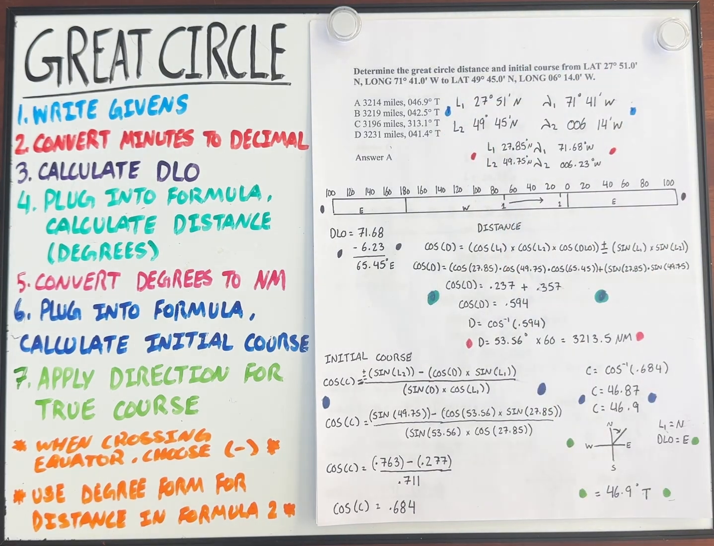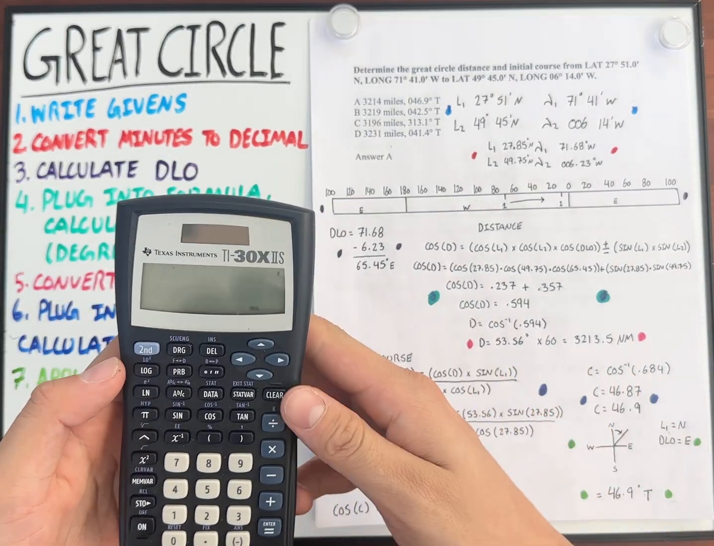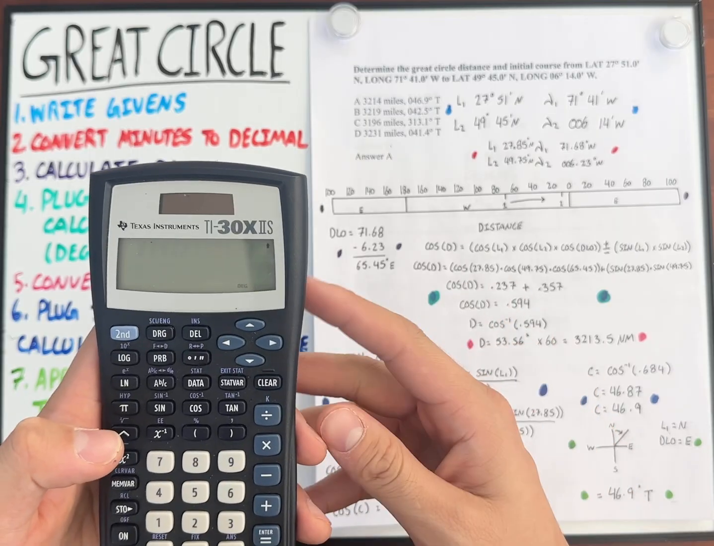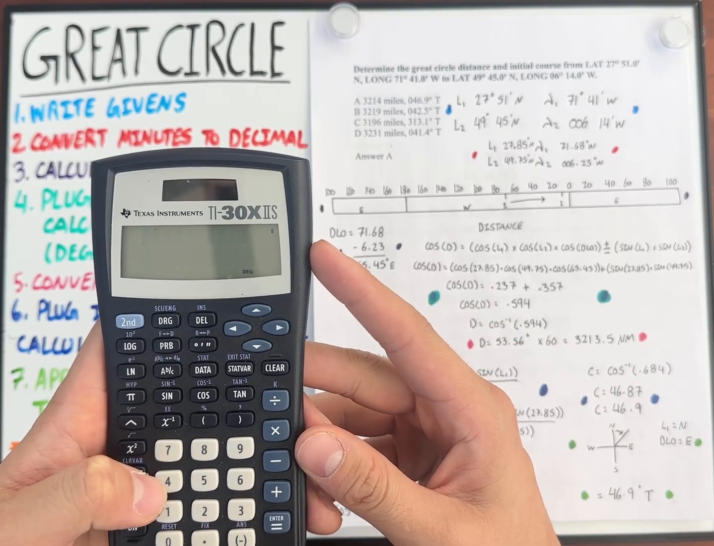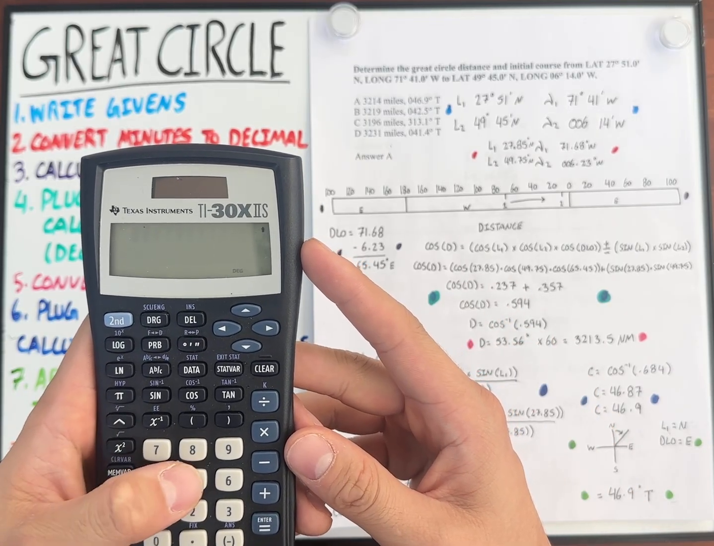Step 2 is to convert the minutes of your latitude and longitudes to decimal form. This one's going to be a little longer because I'm going to show you guys what this looks like in the calculator, because in great circle problems, the most mistakes happen when you're punching the numbers into your calculator.